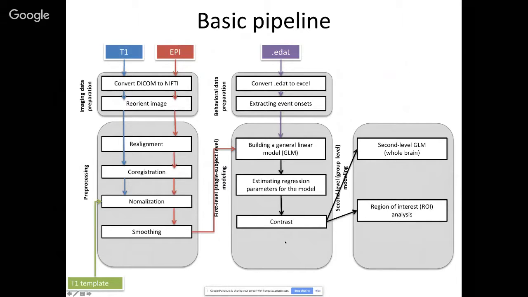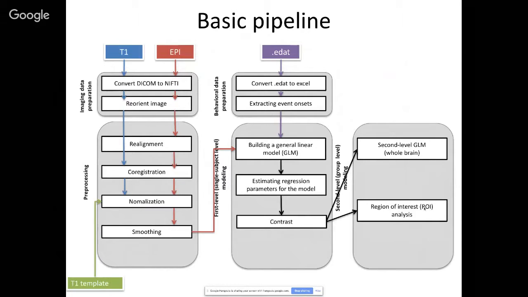The contrast image will go to the second level analysis. Here we can have the whole brain analysis. This is more exploratory, to identify brain regions associated with a specific brain function. Or you can go to the hypothesis-driven ROI, region of interest, ROI-based analysis to examine.